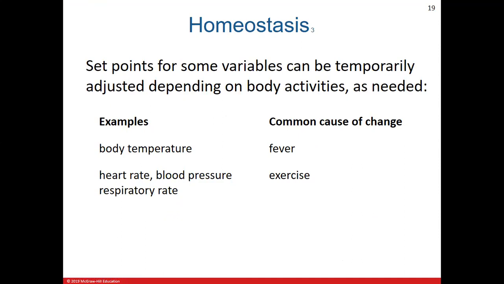This slide gives you some more examples. Set points for some variables can be temporarily adjusted depending on body activity. So some of these are just, like I said, normally going to be varying around that set point. So, body temperature obviously can go up because of a fever. And that's just a part of your immune system. Your heart rate, your blood pressure, your respiratory rate, that normally can increase because of exercise. So there's some normal body activities that can cause changes in some of these variables.